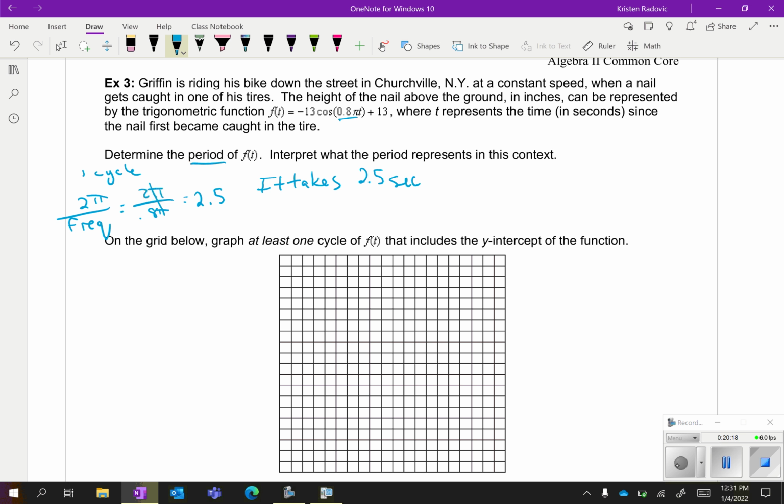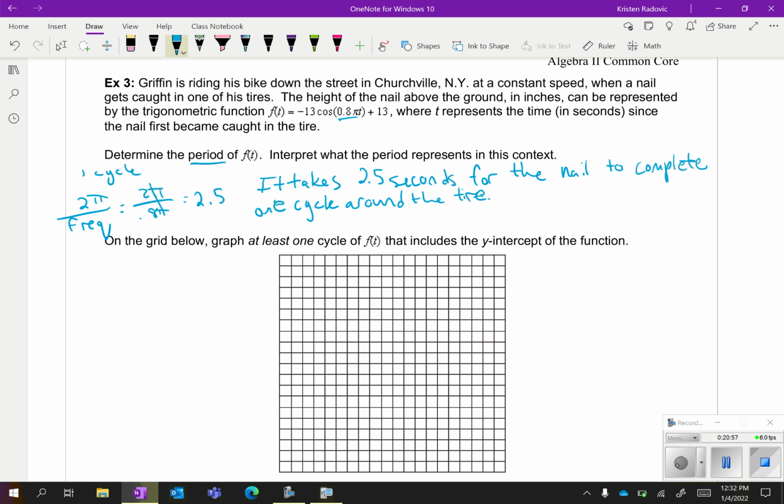for the nail to complete one cycle, because that's what a period is, one cycle, around the tire. Done. That didn't really help much, but we're going to say that is tire.